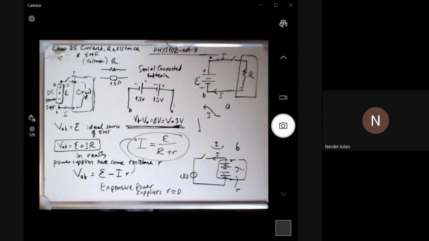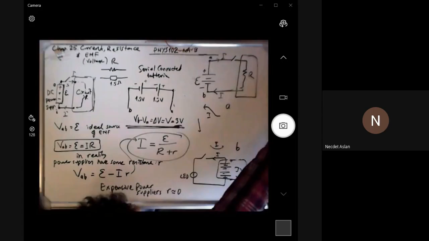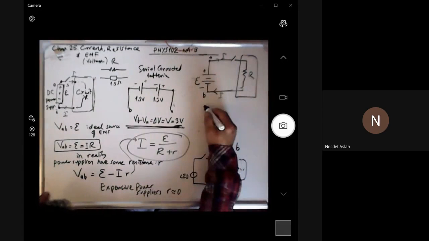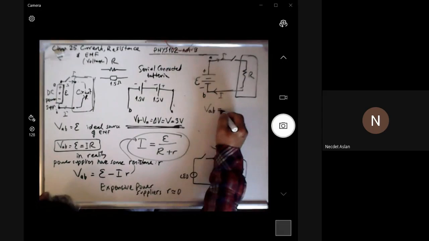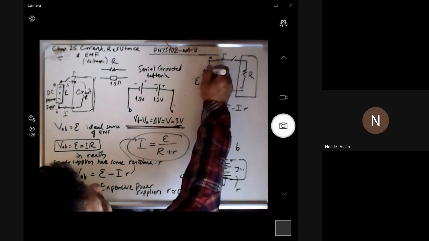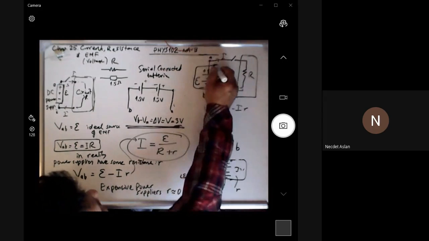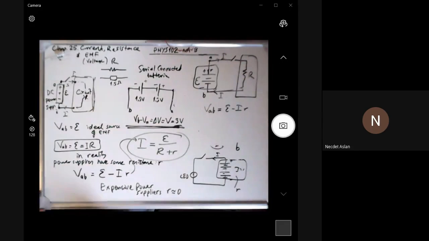Okay? We have the VAB. Don't forget, for this case VAB is equal to epsilon minus I times R if this has a little resistance like that. Usually we show the power supplies like that. The power supplies will have little resistance, but very expensive power supplies will have almost zero internal resistance, so that we have much better characteristics of the power supply.